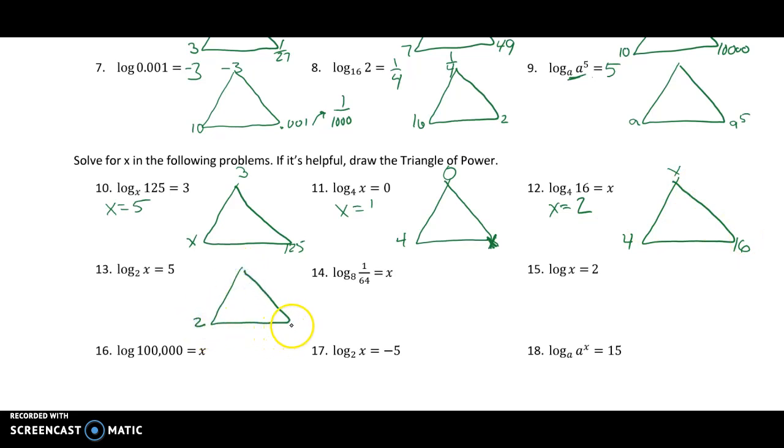Got a 2 here, and an x here, and the 5 is on top. 2 to the 5th is 32. So x has to be 32. 8, 1 over 64. So again, we're thinking 8 to what power is 1/64? Well, I know I got to get down to the bottom, so I know it's got to be negative. And to get 8 to be 64, I got to square it. So this should be negative 2. So x equals negative 2.